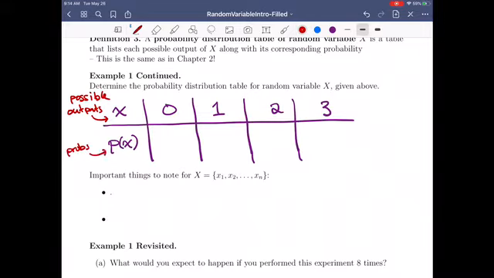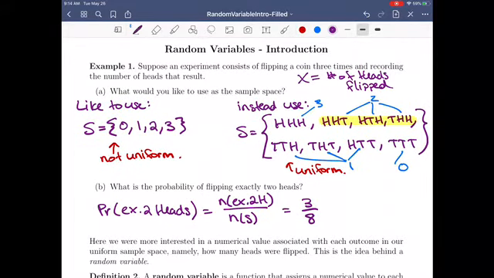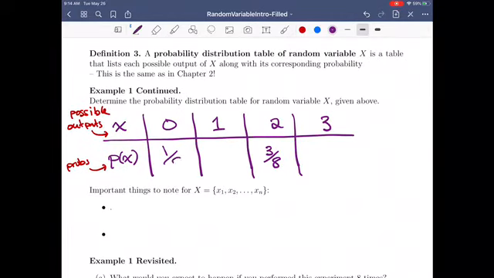We already did the one with 2 heads, we said was 3 over 8. Now if we go back to our sample space, we'll see that there's also 3 with number 1, there's 1 with number 3, and there's 1 with number 0. So the 0 and the 3 are both 1 out of 8, and the number 1 is also 3 out of 8, like the number 2.